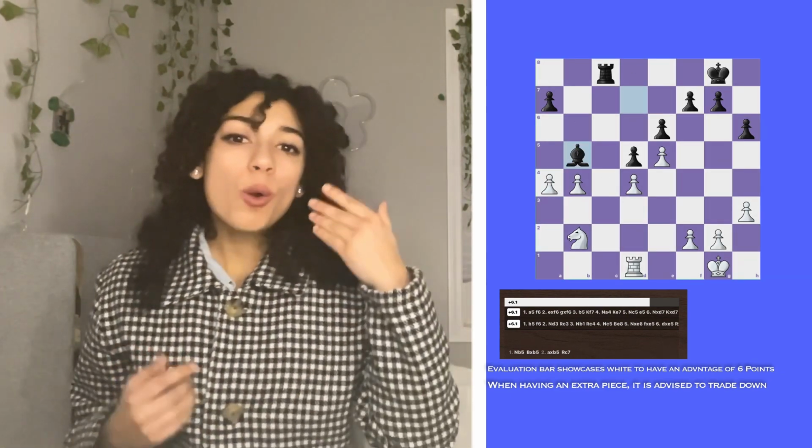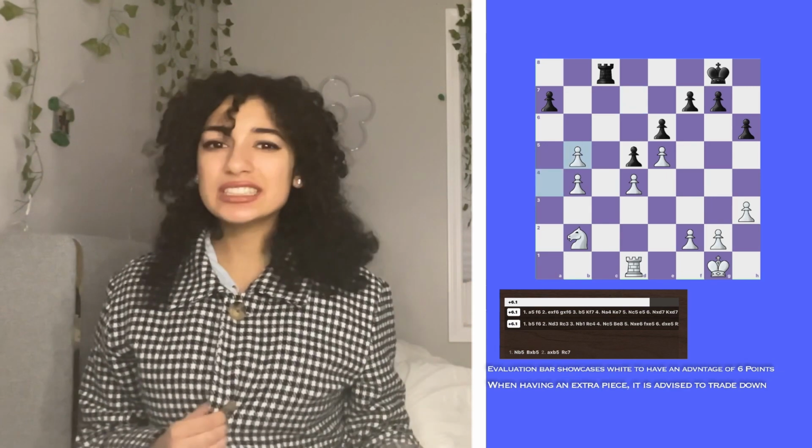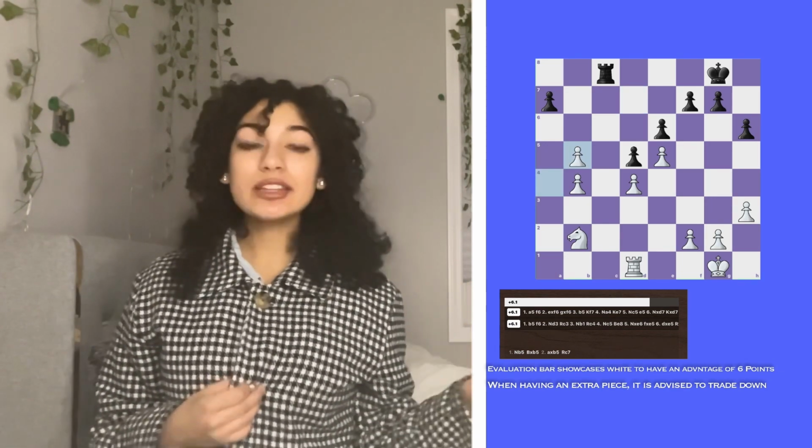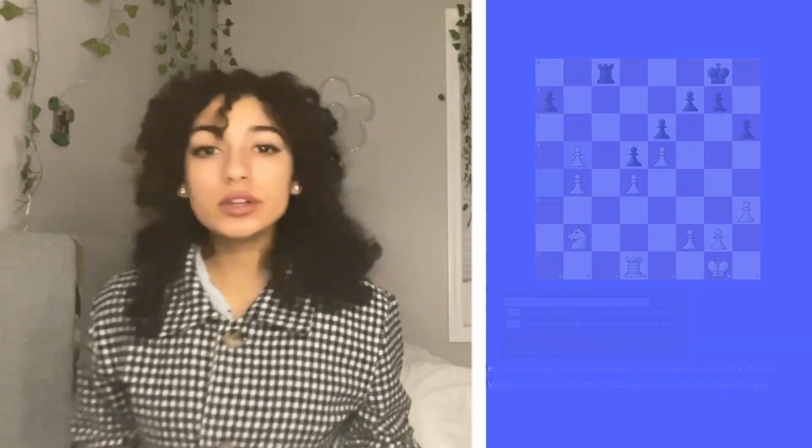So after all these pieces get traded off, bing, bing, bing, bang, white has an extra pawn and a knight. White will be winning in this endgame because of the material gain. Another key component of the middle game is defending your position and keeping your king safe.